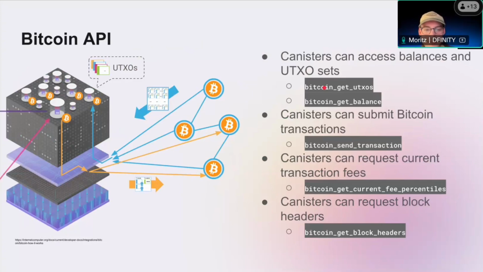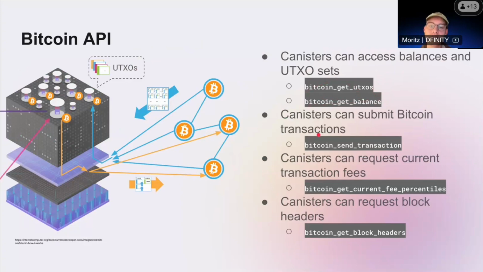All right, so the first thing is that through this Bitcoin API, as I mentioned, canisters can run queries against the full Bitcoin UTXO set. And this allows canisters to know about the held UTXOs and thus also the balances of any Bitcoin address. So Bitcoin get UTXOs, you provide a Bitcoin address, and it gives you the UTXOs for this Bitcoin address. And with the balance, instead of getting the UTXO, you get the amount of Satoshis that are the sum of all UTXOs held by a certain address.